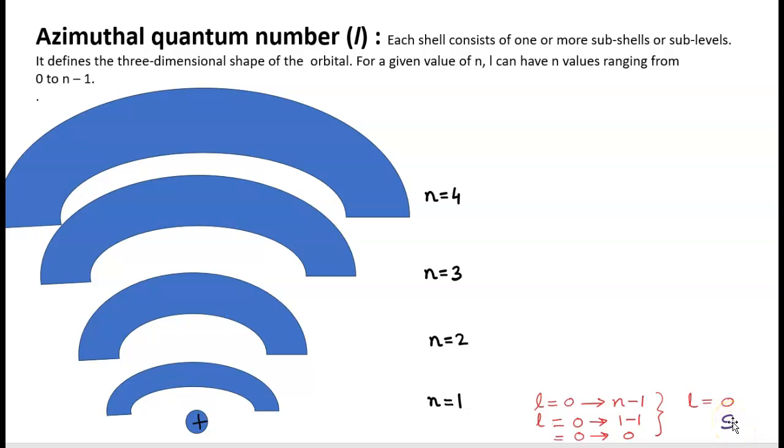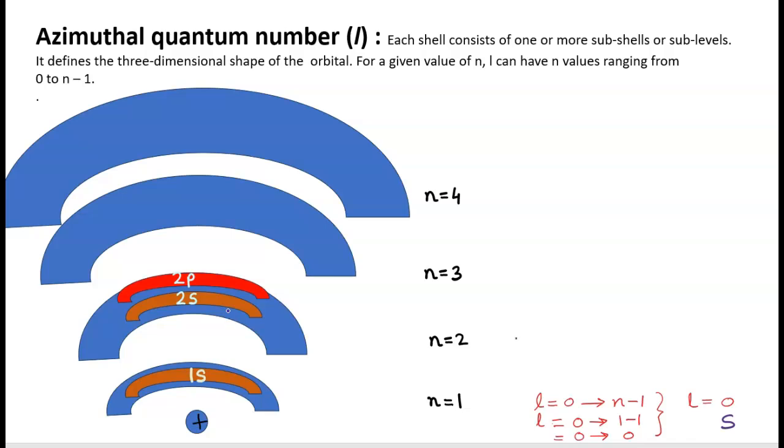Okay, so L value 0 denotes the s subshell, and you can see here that 1s subshell is present only in the first energy level. There is one subshell that is named 1s. In the same way, when we come to n is equal to 2, there are two subshells, we can calculate it.